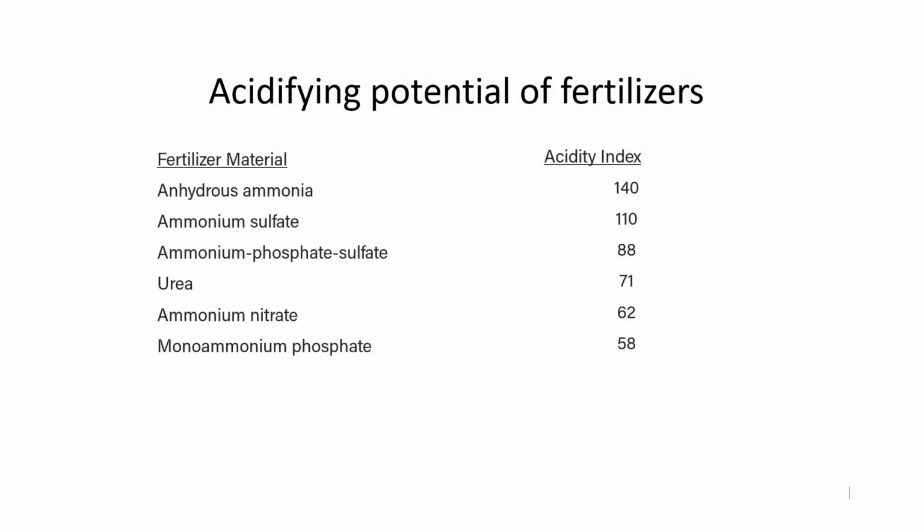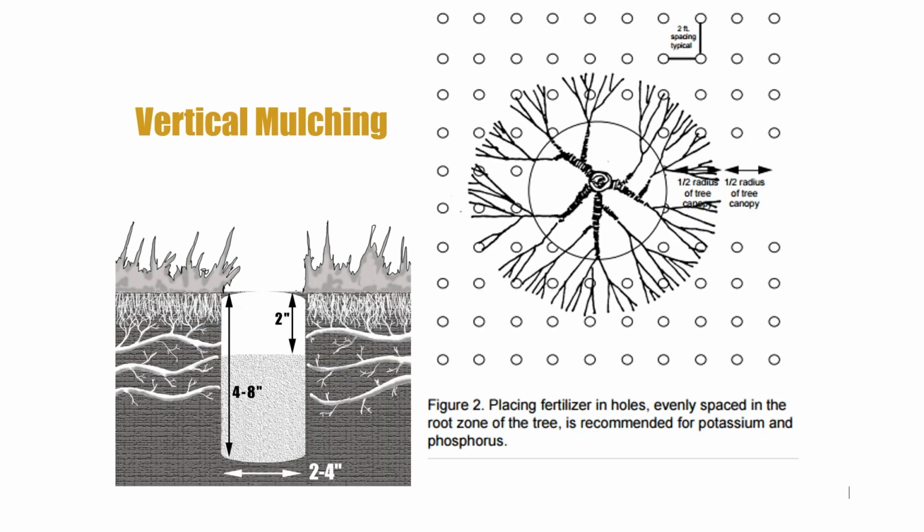These are just different types of fertilizers that have different acidifying potential. Whenever you're fertilizing mature trees, or even younger trees that have established themselves, this is a really good way to go about doing that with vertical mulching. Everybody's seen really nice lawns where they aerate and pull the plugs out. This is a bigger version of that. So you're doing a couple of things. You're getting that nutrient right into the root system, but also you're relieving compaction. So you're doing double duty there.